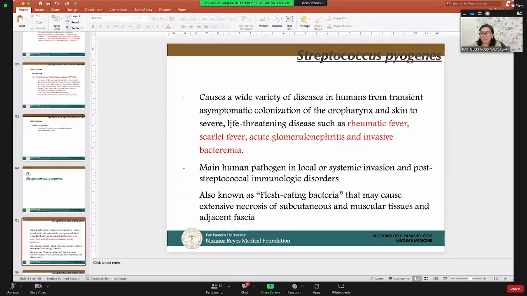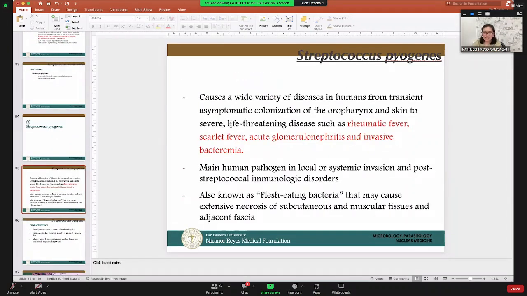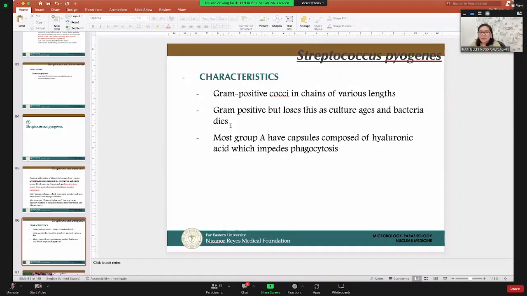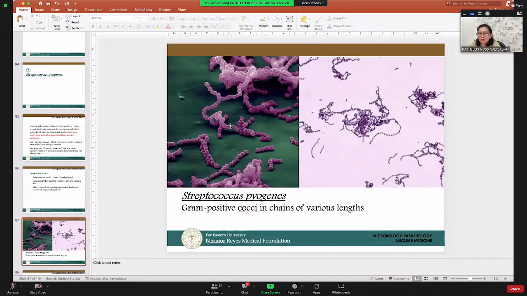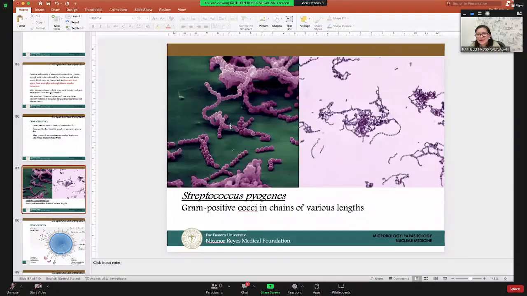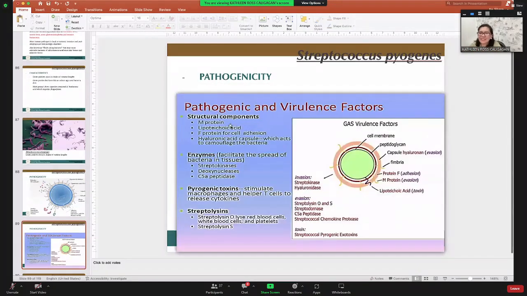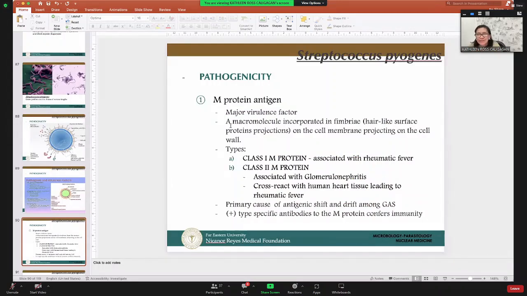It's the main human pathogen in local or systemic invasion or post-streptococcal immunologic disorder, also known as the flesh-eating bacteria that may cause extensive necrosis of subcutaneous and muscular tissues and adjacent fascia. Morphologically, they're gram-positive cocci in chains of various lengths. So this one is seen on electron microscope and on microscopy. Now the different exotoxins, or different virulence factors.